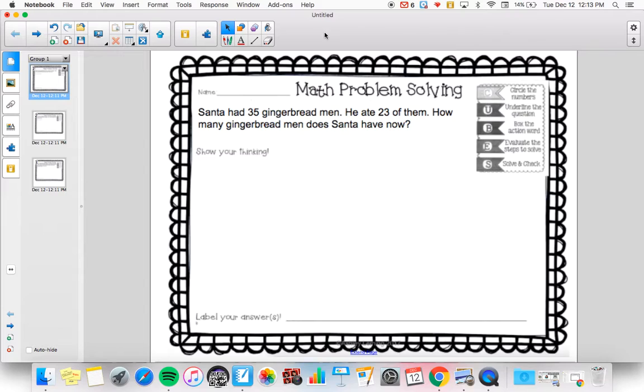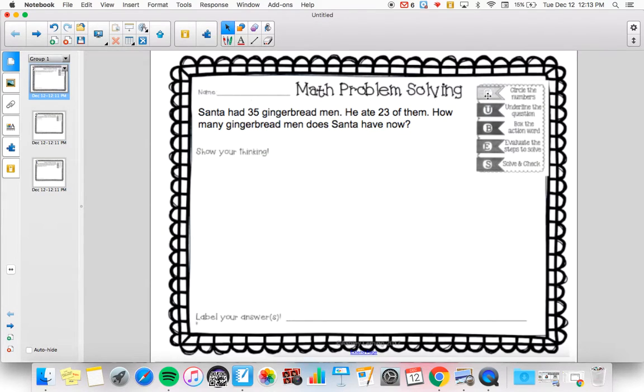The first word problem that I'm going to start with is called an end unknown word problem, which means that what we don't know is at the end of the story. So I'm going to go ahead and start by talking about what we have right over here.